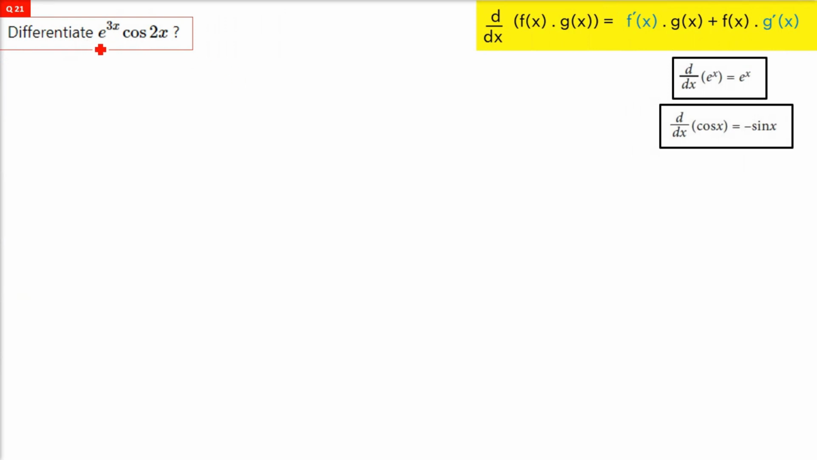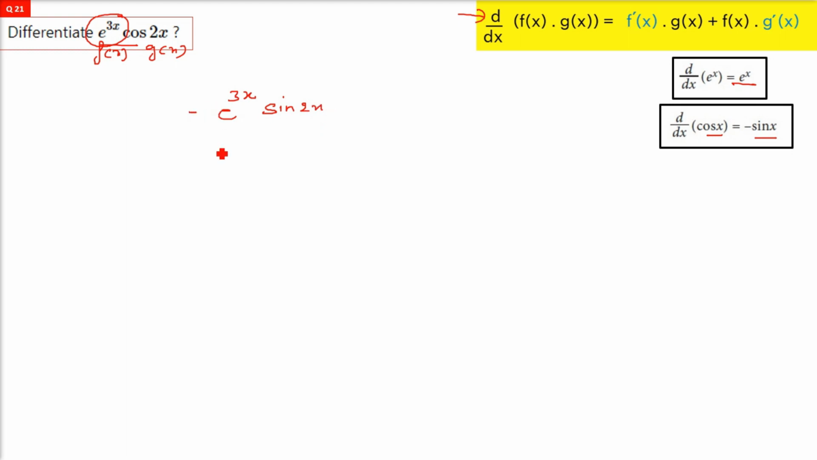Differentiate e to the power 3x and cos 2x. So there are two separate functions. One function you can call f(x), the other function you can call g(x). So when you differentiate these two functions, f(x) into g(x), please remember d by dx of cos theta is minus sin theta. E to the power x differentiation remains the same. There is no change when you take the differentiation. So one is f(x), one is g(x). So f(x) we write e to the power 3x, then d by dx of cos 2x, cos theta is minus sin theta. So you have minus sin 2x.